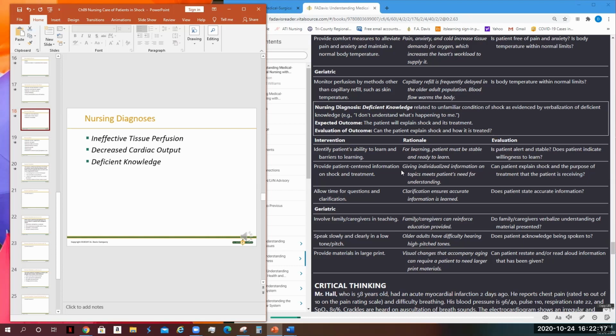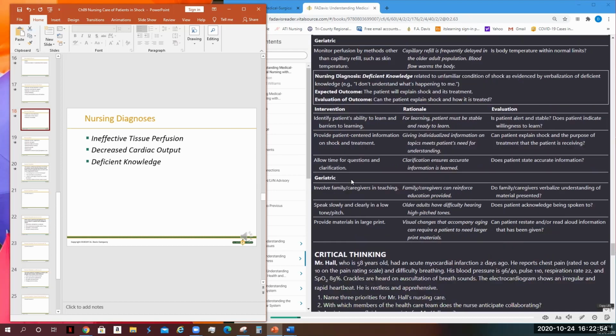Does the patient indicate a willingness to learn? Intervention: provide patient-centered information on shock and treatment. Giving individualized information on topics meets patients' need for understanding. Can the patient explain shock and the purpose of treatment that the patient is receiving? Allow time for questions and clarification. The rationale is that clarification ensures accurate information is learned. Does the patient state accurate information?